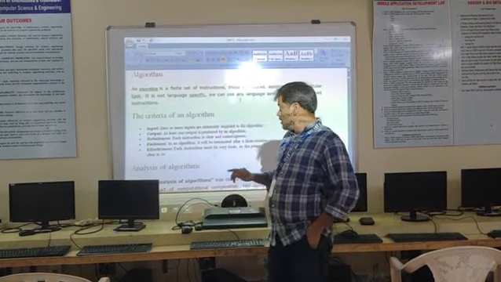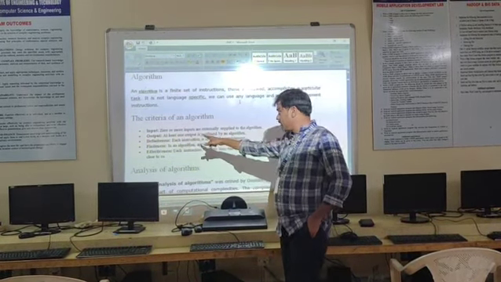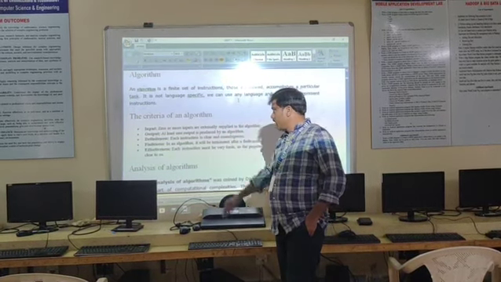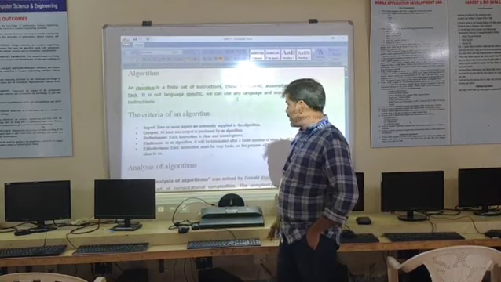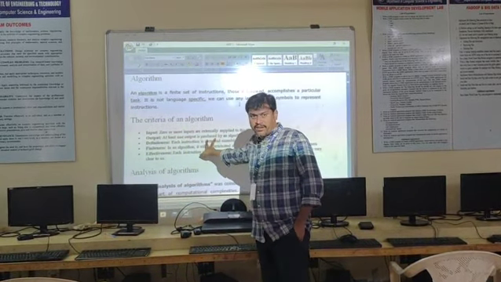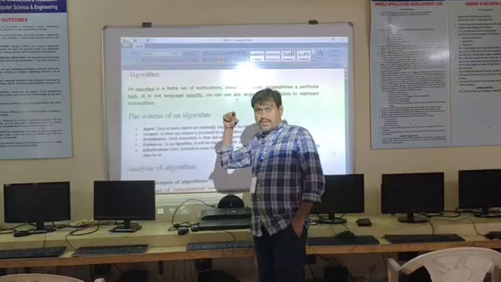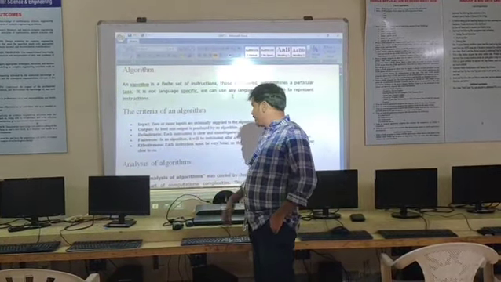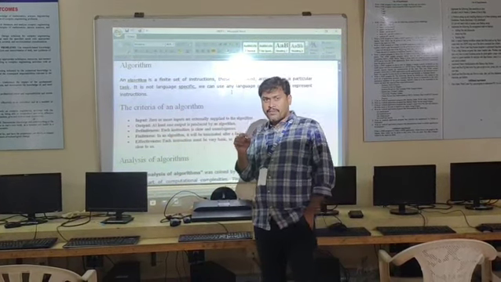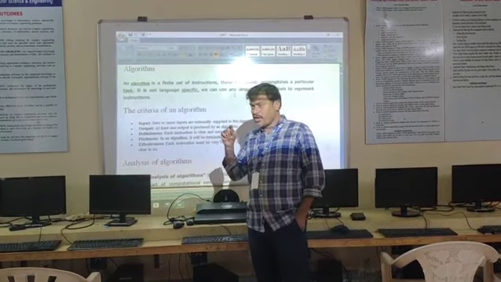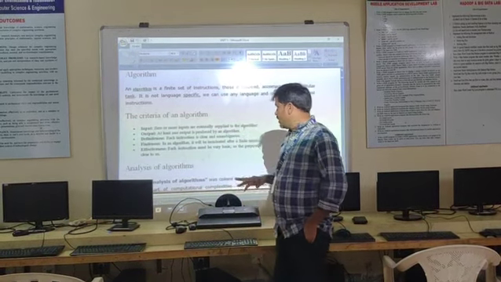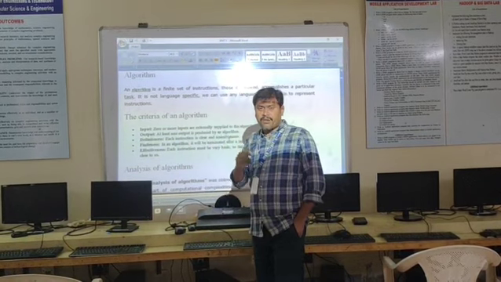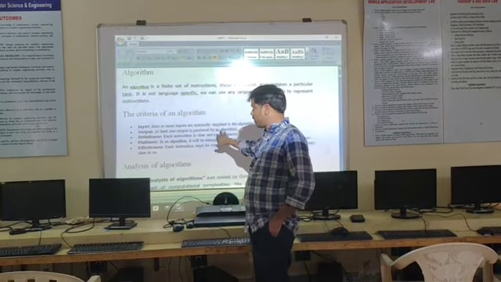effectiveness. Coming to the input, an algorithm requires zero or more inputs for getting an output. Coming to the next one, the output: at least one output will be produced by any algorithm, so every algorithm needs to produce one or more outputs. Definiteness means that whenever we specify the stepwise manner of an algorithm, it should be clear and unambiguous. Finiteness means we need to terminate the algorithm in a finite number of steps, a limited number of steps only.